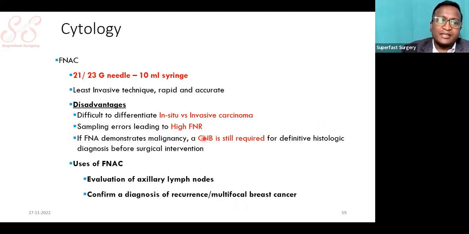The greatest disadvantage of FNAC is that we cannot differentiate between in situ versus invasive cancer, and it has a high FNR. The FNR is the false negativity rate. The FNR of core biopsy is less than 1%, but the false negativity rate of FNAC is more than 20%. And if FNA detects malignancy, a core needle biopsy is anyway going to be contemplated. So why not do core needle biopsy first? Okay.